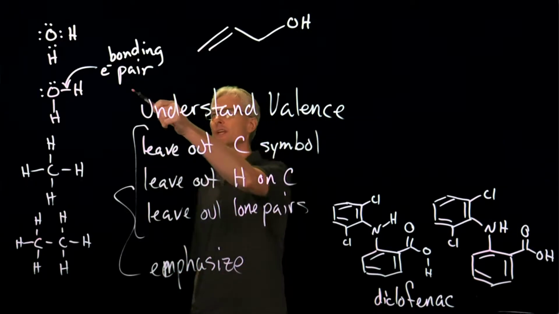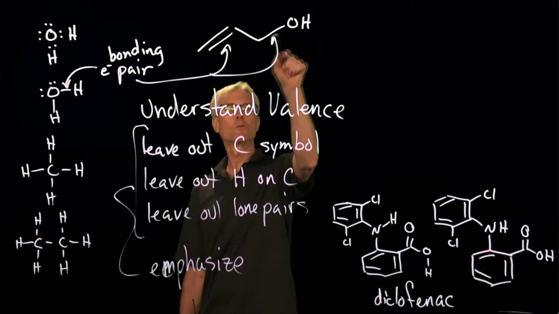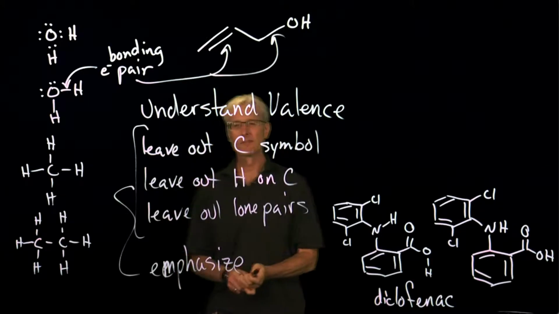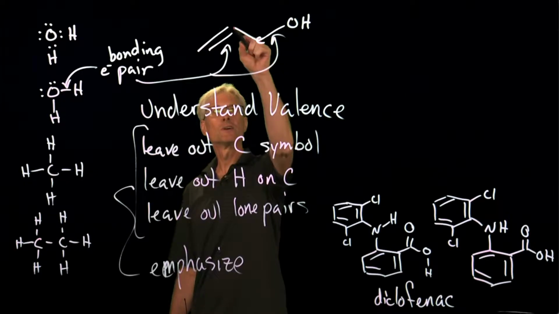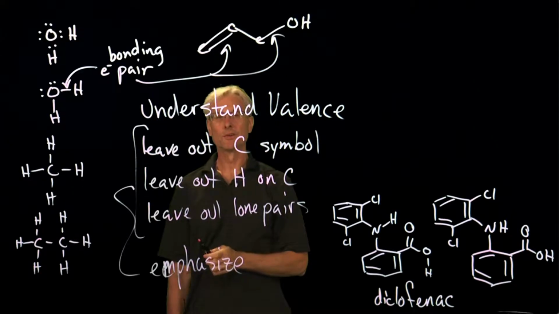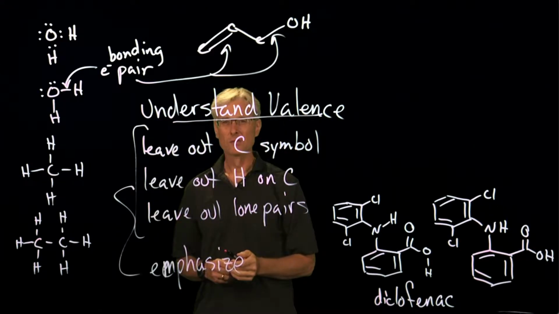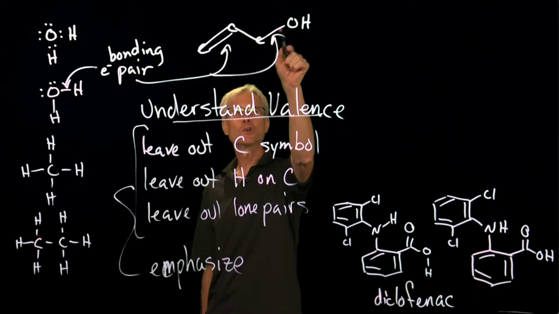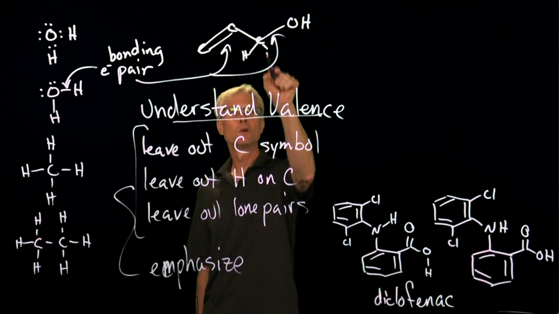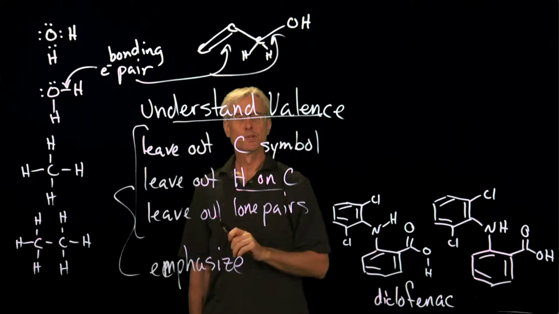Well, just like over here, every line segment is an electron pair. Okay, so these all represent bonding electron pairs. If I'm leaving out the carbon symbols, I want to understand that every place that there is the end of a line segment, there's a carbon. And because I understand valence, I know that carbon makes 4 bonds. If carbon makes 4 bonds, well then for this carbon only 2 are shown. So there must be 2 more bonds. And we assume that those then are to hydrogen on carbon.